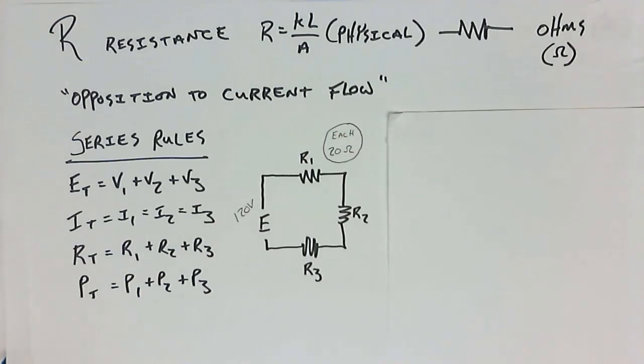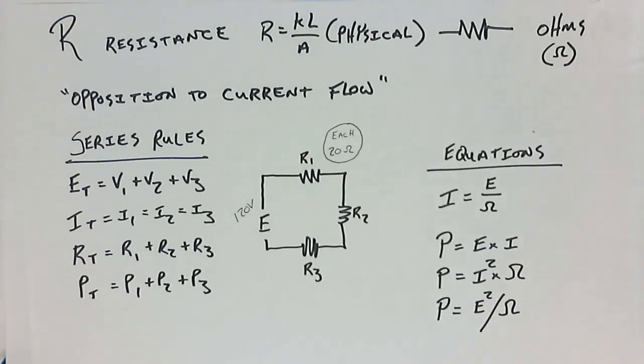So let's look at some of the equations that would be utilized with this type of circuit. The equations are ones that we have looked at before. We've got I is equal to E over the total ohms, right? E times I would give me power, I squared times ohms would give me power, and E squared over ohms would give me power. And the reason it gives me power is because this is a resistive circuit.